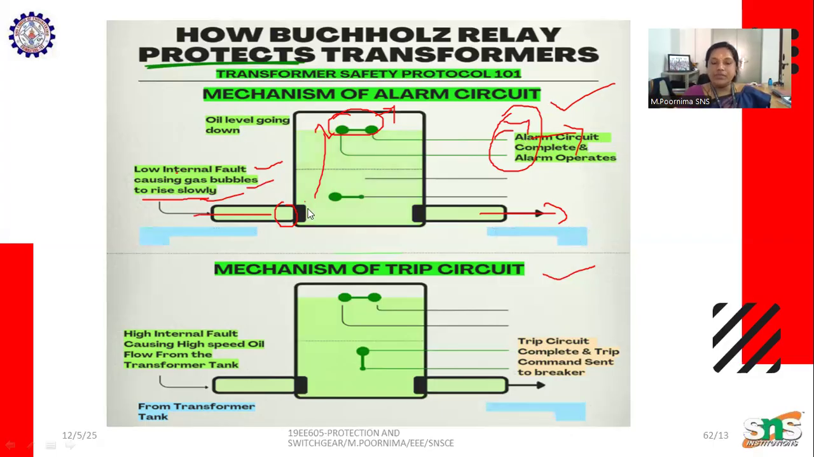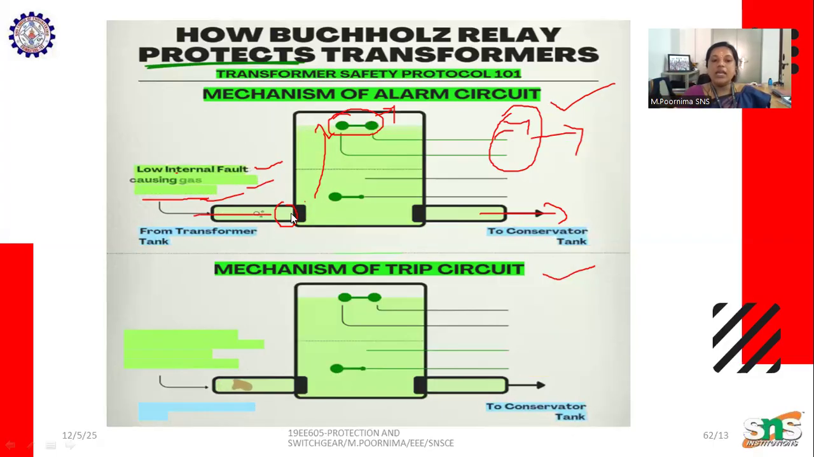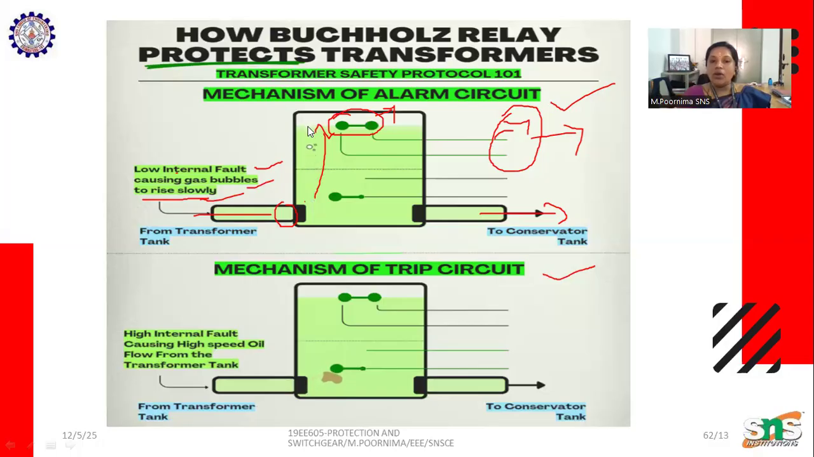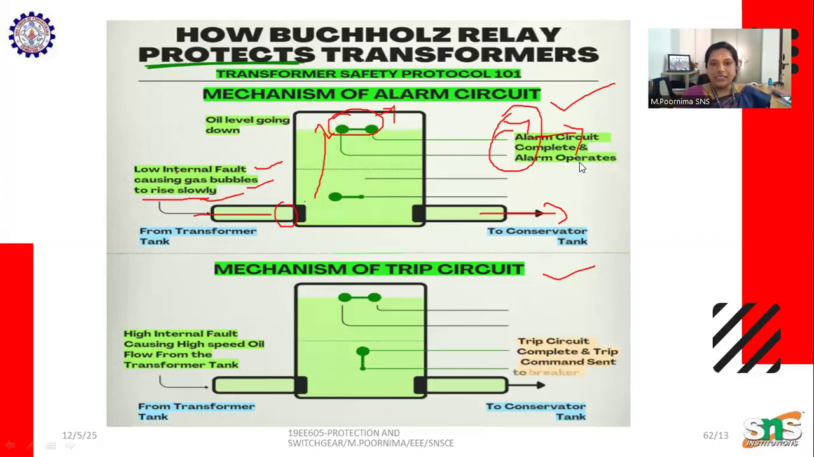Here we can see the bubbles increasing during a low internal fault. As the bubbles increase, the oil level decreases. When the bubbles reach the switch, the oil level goes down, you can see the oil line going down, the alarm circuit is completed and the alarm operates. So this is the mechanism of the alarm circuit.